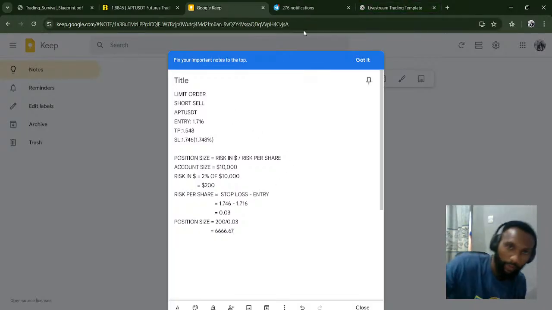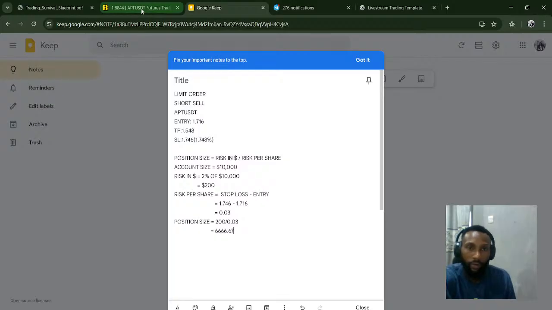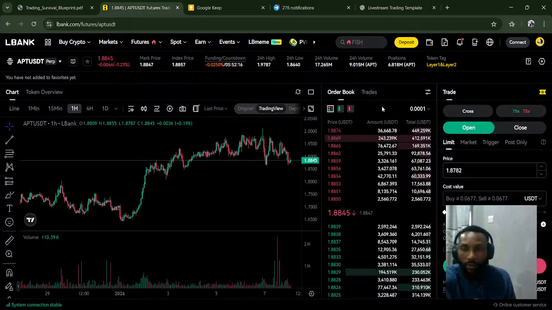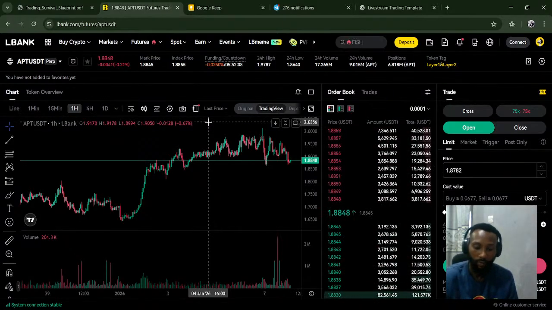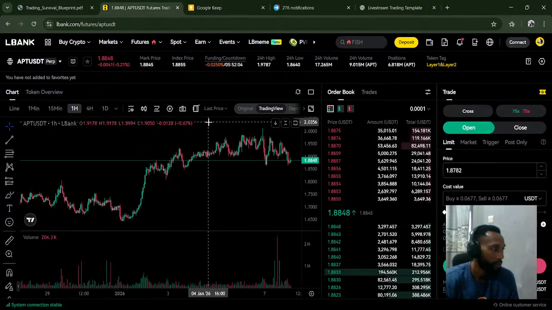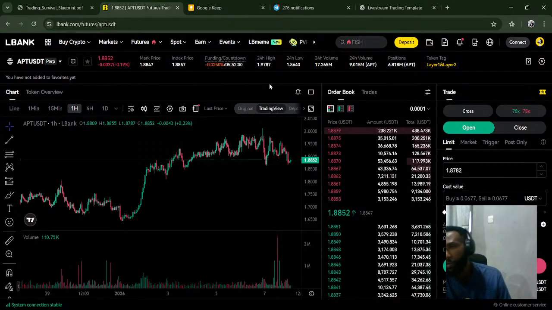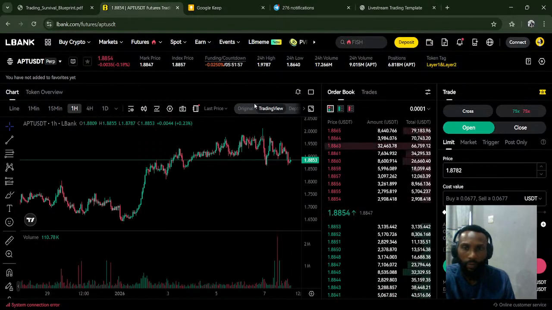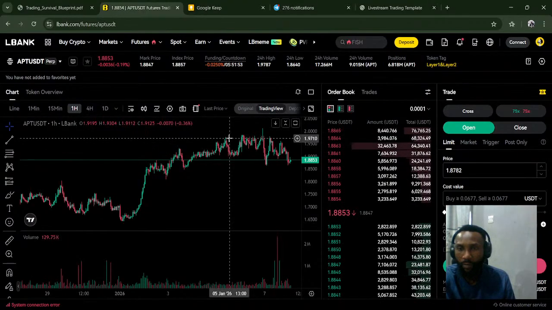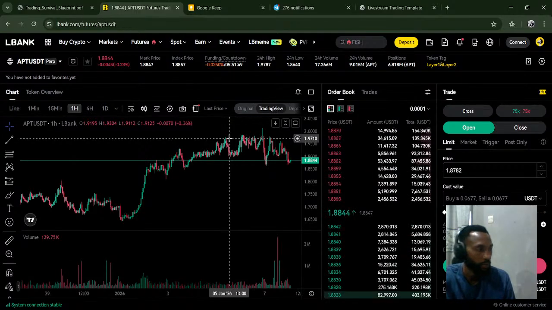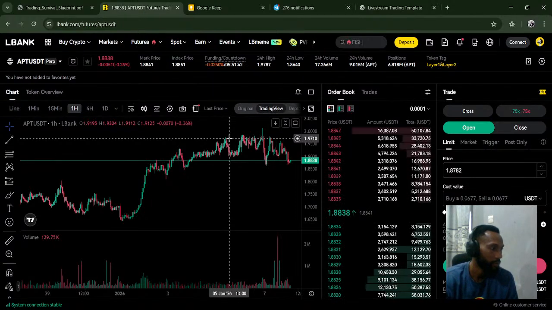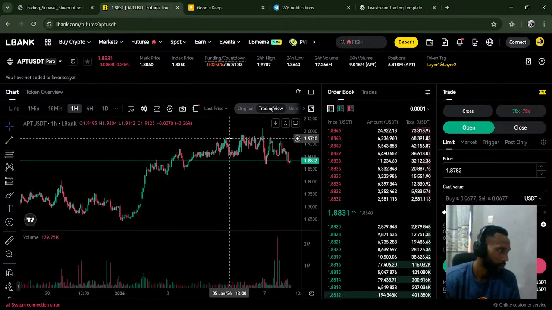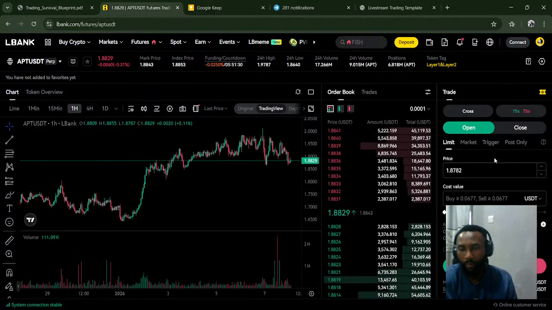Now that we've gotten our position size, we now go to our interface. All right, so we come here.